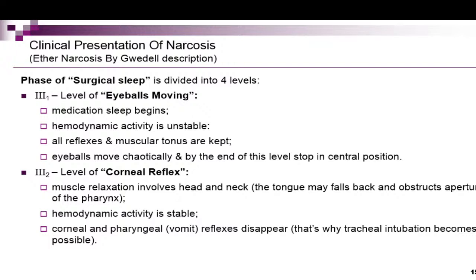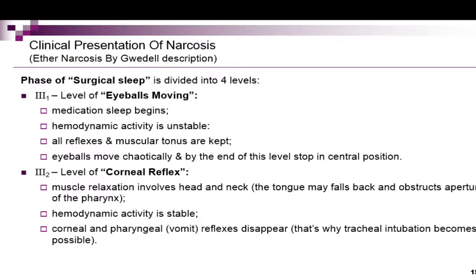Hemodynamic activity is unstable. All reflexes and muscular tonus are kept. Eyeballs move chaotically and by the end of this level stop in the central position. When the patient's eyeballs stop in central position and corneal reflex disappears, it means we can begin surgical operation. The anesthesiologist approves start of surgical operation, surgical approach. The surgeon team can make incision.